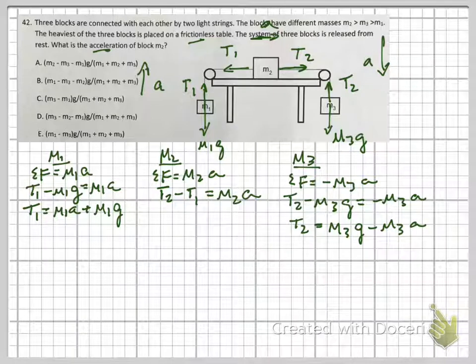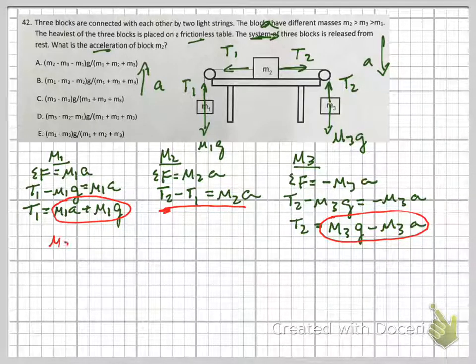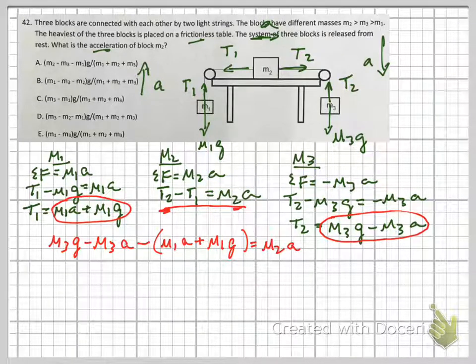Okay, what we can do now is use this equation, and we can place for tension 2 this, and for tension 1 this. So tension 2 here is equal to M3G minus M3A, and we need to subtract quantity M1A plus M1G, and that's all going to equal this M2A from up here. So we would have M3G minus M3A minus M1A minus M1G equals M2A.